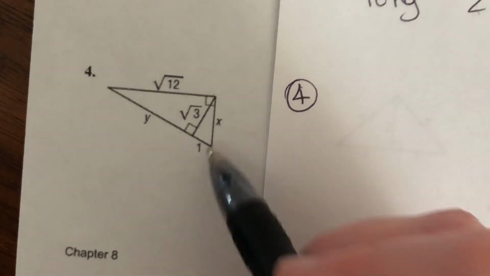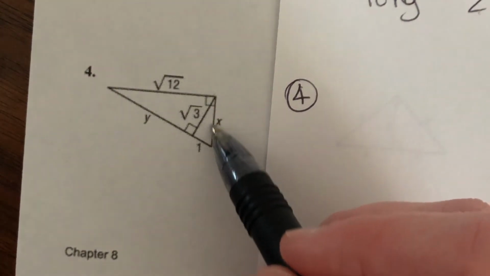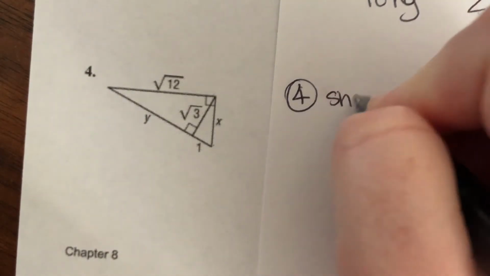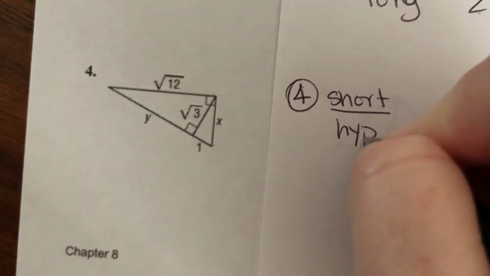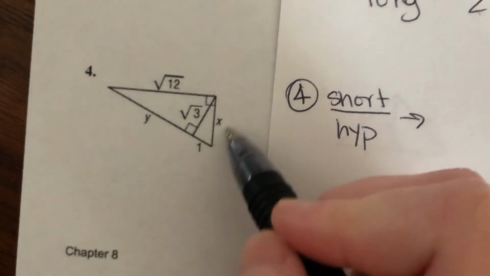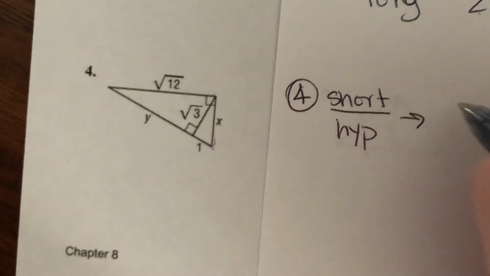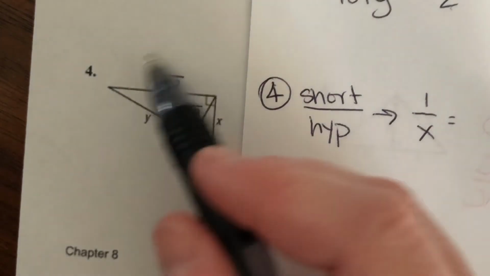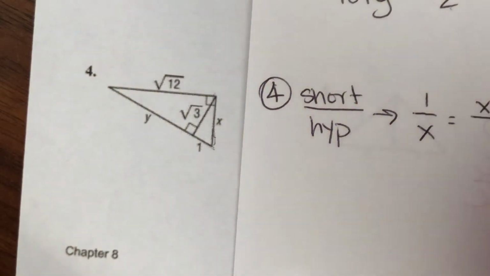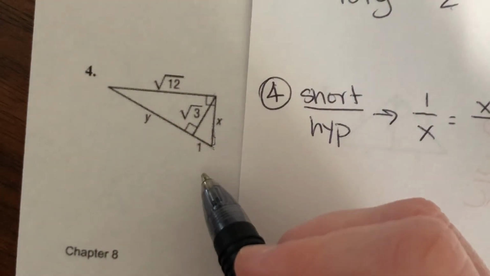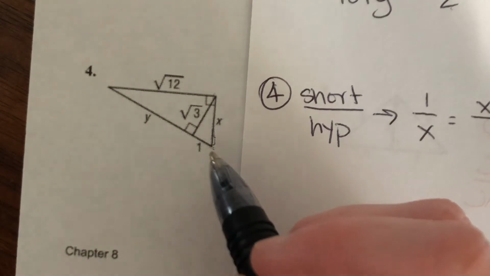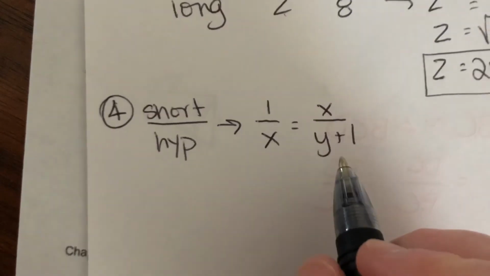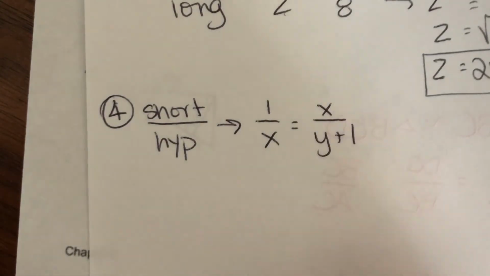X is the short leg of one triangle, and it's the hypotenuse of another triangle, the smaller triangle. So we're gonna say short over hypotenuse. And then for the smaller triangle, the short leg is 1, the hypotenuse is x, 1 over x. For the whole big triangle, the short leg is x. The hypotenuse, oh crud. Oh, this is what I wanted to look at. The hypotenuse is y plus 1. Okay, so we can't go any further here, right? Because we don't know what y is.